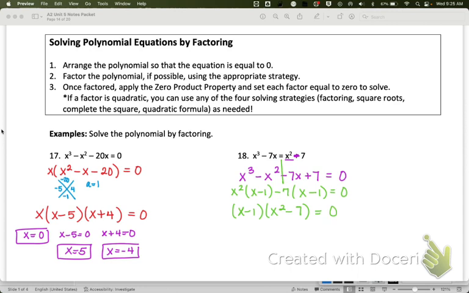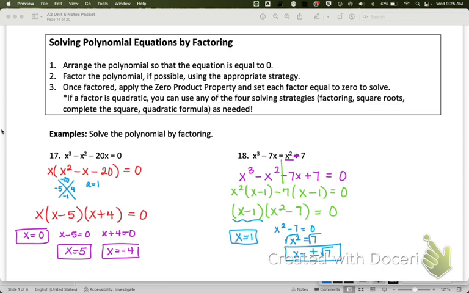Now here is where we have to do a little bit of work. This first one is pretty easy. We're going to get x equals 1 as our solution. But this second one is not quite as obvious. I need to know where x squared minus 7 equals 0, and that's not a difference of squares. It's not factorable, but I can use square roots because it just has x squared. So I'm going to add 7 to both sides, and then I'm going to take the square root. Remember that when we do that, we always get 2 solutions, plus or minus the square root of 7.